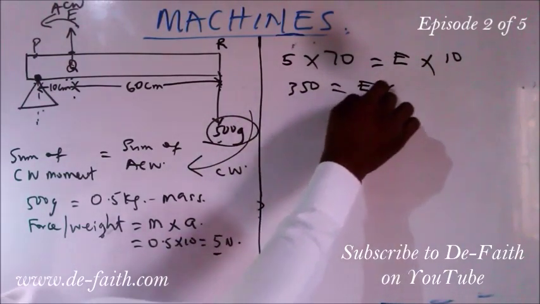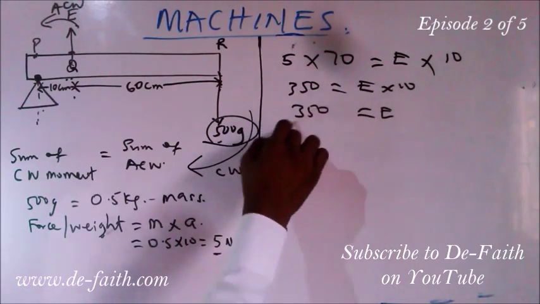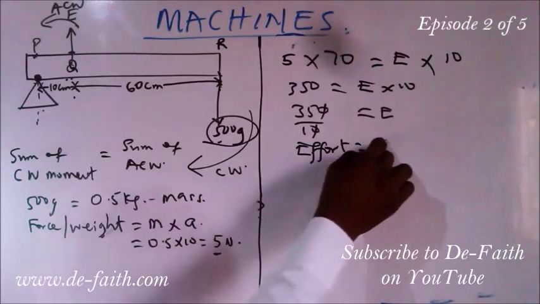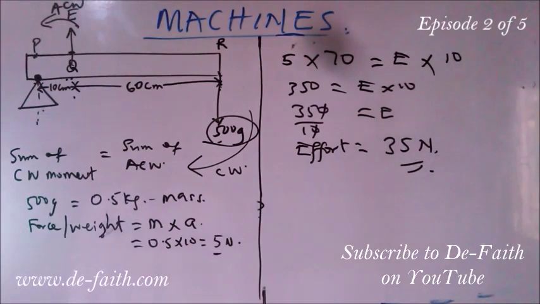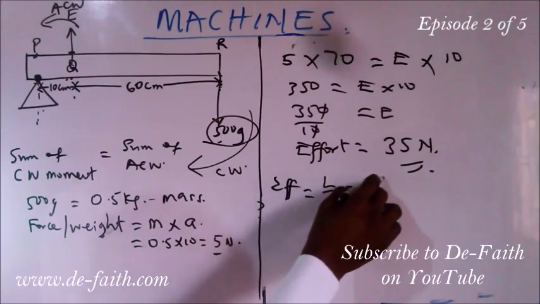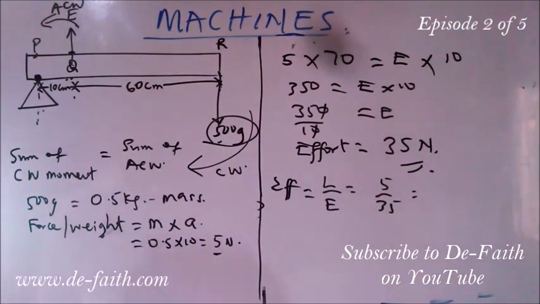Then E times 10. Making E the subject of this formula, we have 350 over 10. So this cancels this, and we are left with effort to be 35 Newton. So that is the effort in this machine. Now, are we going to say that this machine is efficient? Well, it's not that efficient because when you consider it, we have a load of 5 Newton and the effort. So the efficiency is going to be the load, 5 over 35. This is way below 50%, and this machine setup is not efficient.